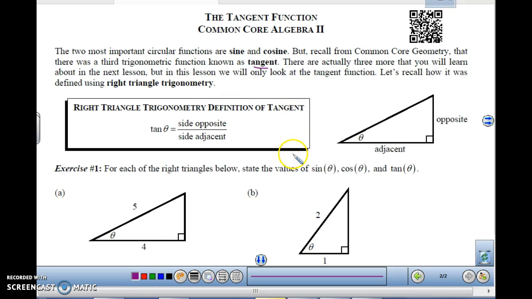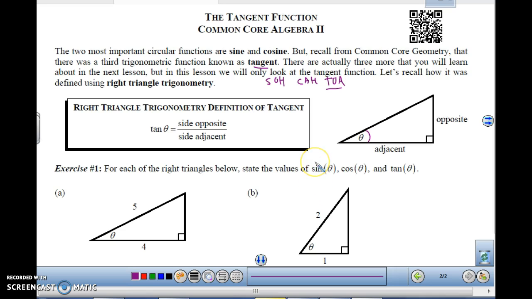So let's look at the definition of tangent through right triangle trigonometry. Okay, so tangent of theta, remember on SOHCAHTOA, tangent is opposite over adjacent. So from the angle of theta, it is opposite over adjacent. You don't use the hypotenuse at all.